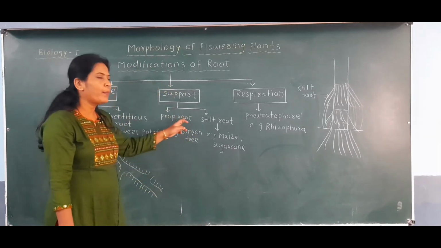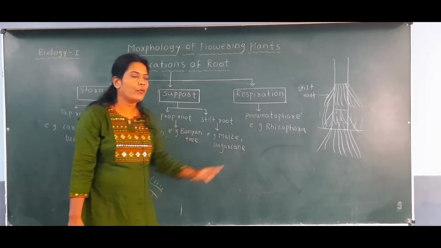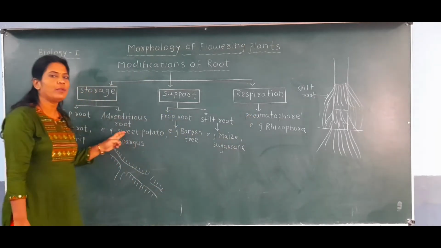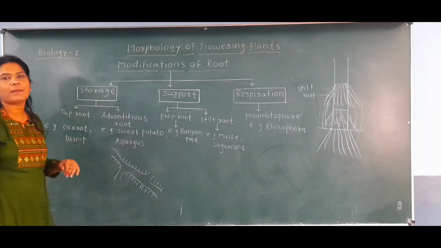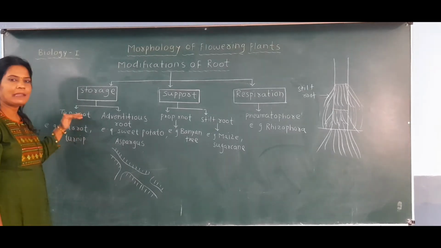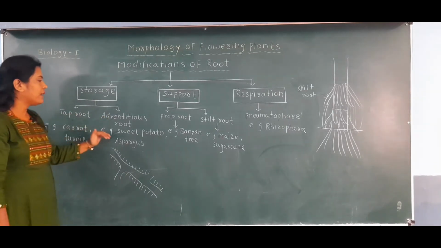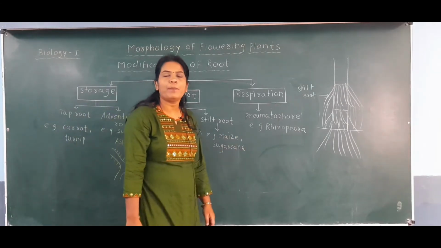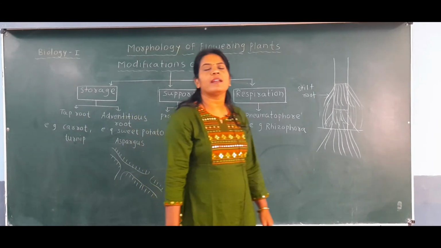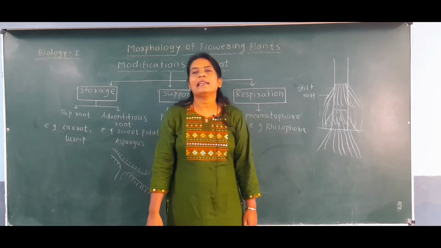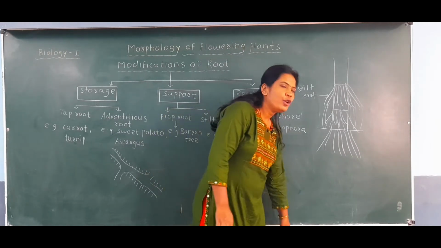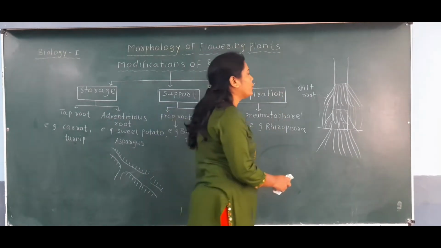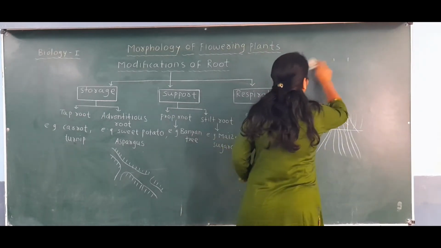See here, prop root, stilt root, pneumatophore, then adventitious root and the tap root. These are the names of the roots, and then there are examples mentioned under each root. So pneumatophore is a type of root which is present particularly for the respiration mechanism. Now here we'll see how the Rhizophora plant shows pneumatophore roots.